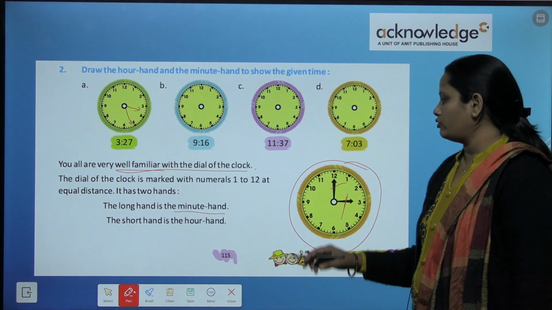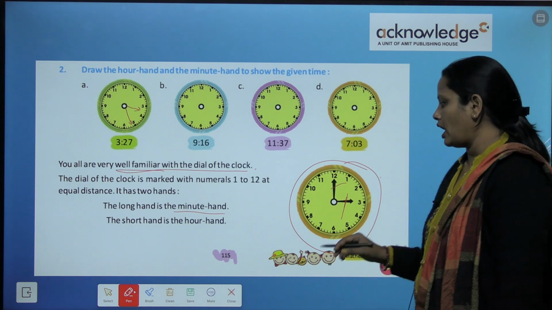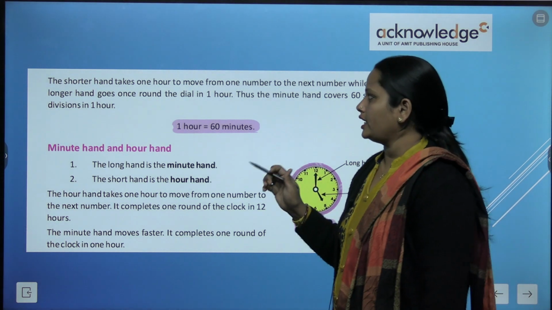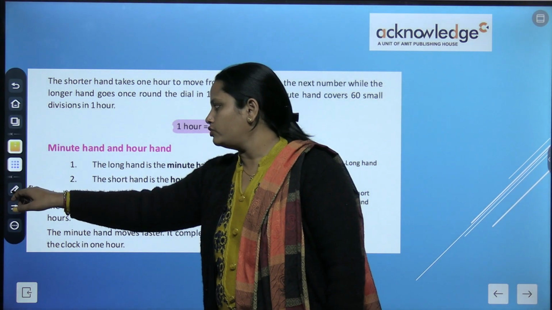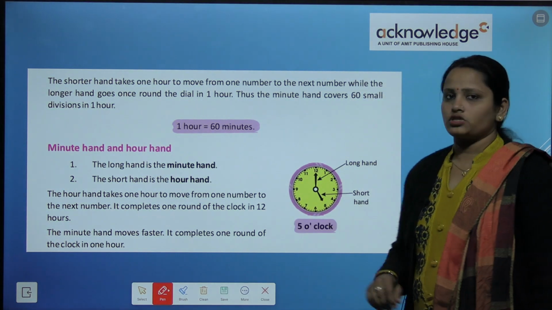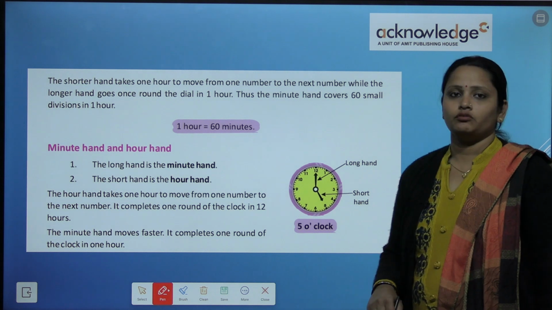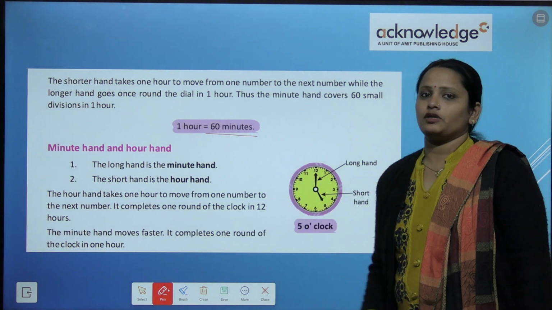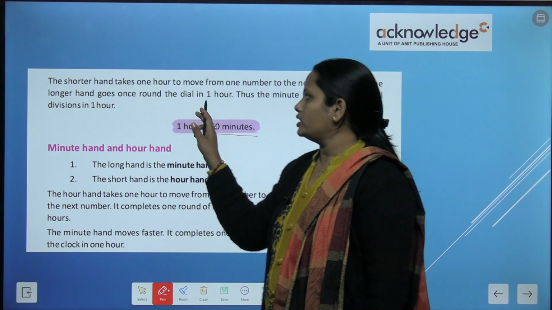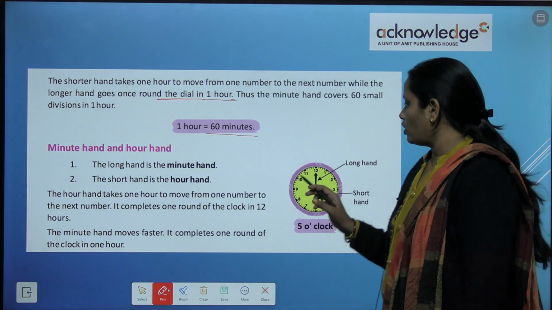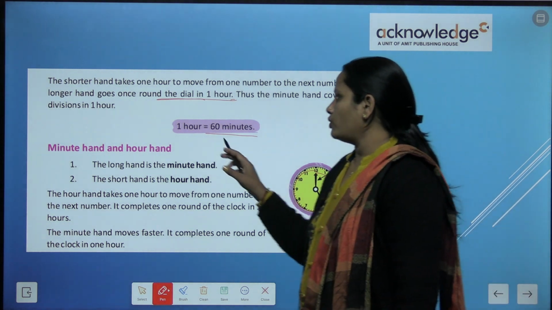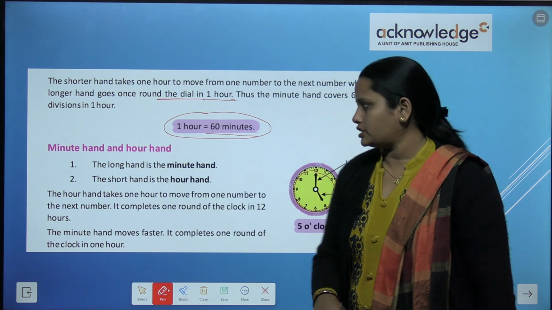जो सबसे लंबी सुई होती है वो मिनट की होती है और जो स्मॉलर होती है वो आवर की होती है, जो हमें आवर बताती है. The shorter hand takes 1 hour to move from one number to the next number. So एक नंबर से दूसरे पे पहुंचना है तो शॉर्टर हैंड को पूरा 1 घंटा लगेगा मूव करने में, which means 60 minutes लगेंगे. While the longer hand goes once round the dial in 1 hour. अब ये जो longer hand है इसे पूरा एक चक्कर काटने में 1 hour लगता है. So 1 hour is equal to 60 minutes.